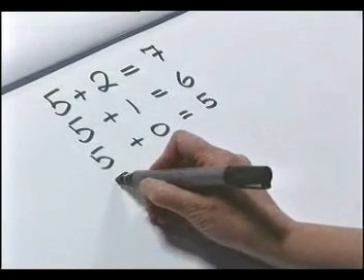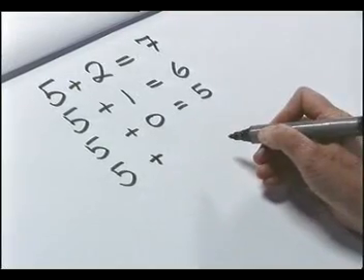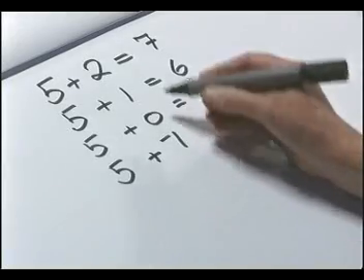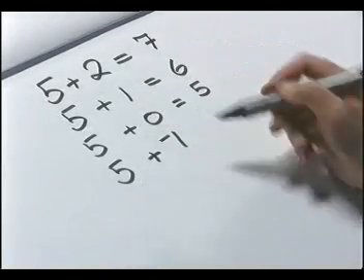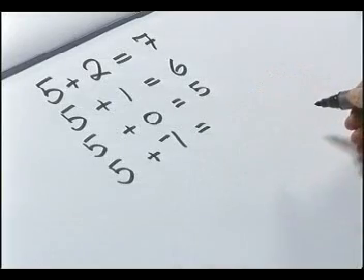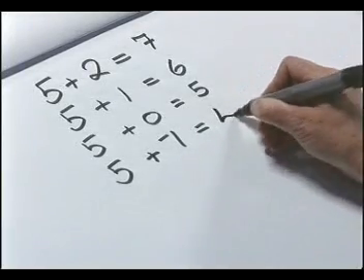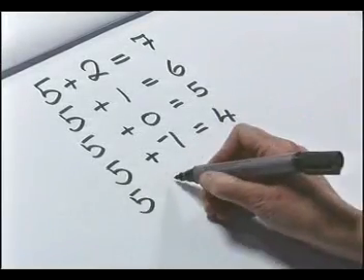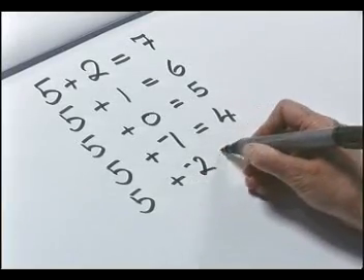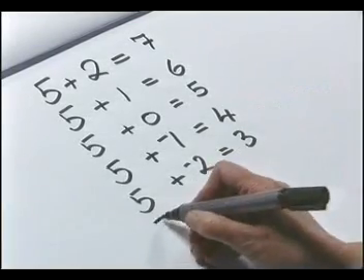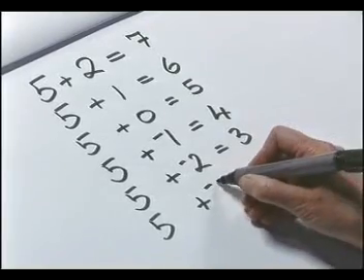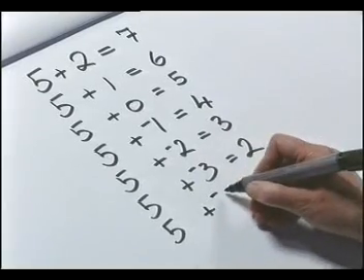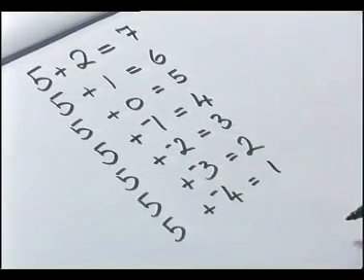So, if we follow the pattern and we take 5 add negative 1, because negative 1 is 0 subtract 1, is 1 less than 0, then it must equal 4 if we continue the pattern on. And 5 add negative 2 must equal 3. And 5 add negative 3 must equal 2. And 5 add negative 4 must equal 1.